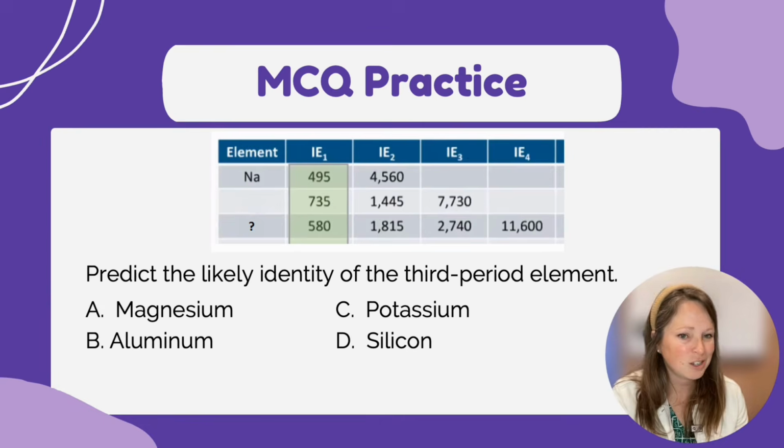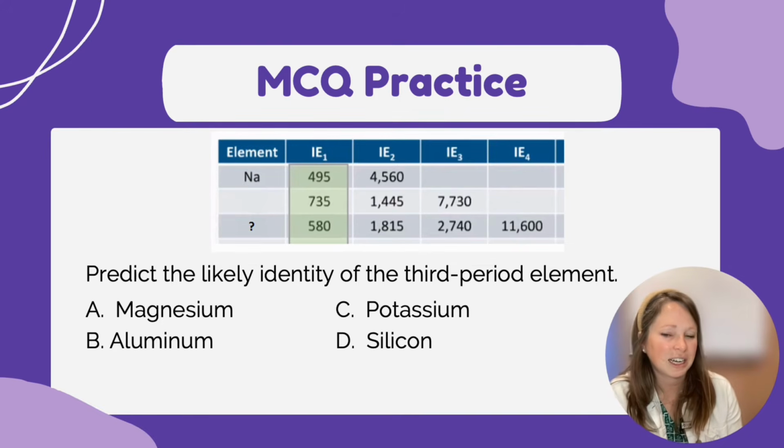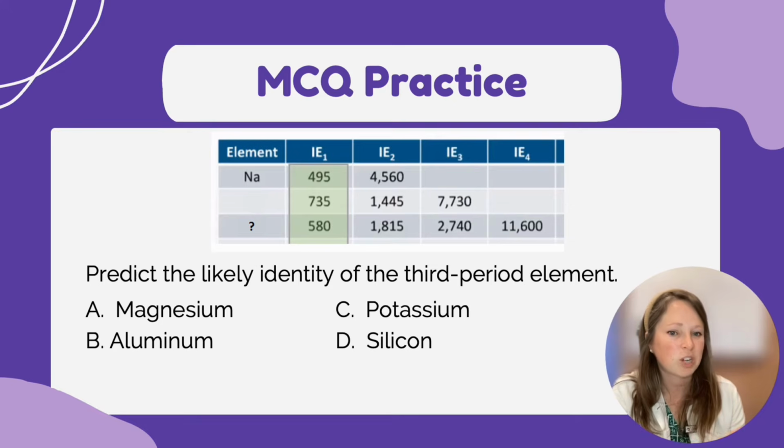All right, let's actually practice with this. So this is the type of multiple choice question that you might see in Unit 1. I want you to predict the likely identity of the third period element indicated with a question mark. So check this out. Think about that.